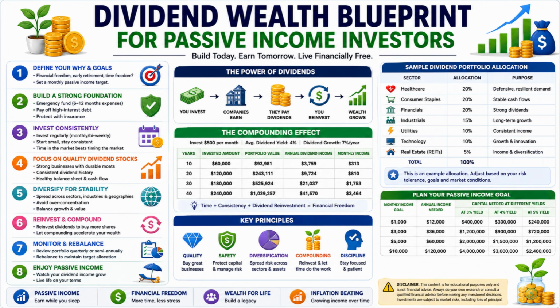However, remember that higher dividend yield means less capital may be needed, but it can also increase risk. That is why safety, quality, diversification, compounding, and discipline are the key principles of a strong dividend wealth blueprint. As your portfolio grows, your dividend income can support passive income, financial freedom, wealth for life, and protection against inflation. The goal is to build income today, earn more tomorrow, and eventually live with more freedom and less financial stress.